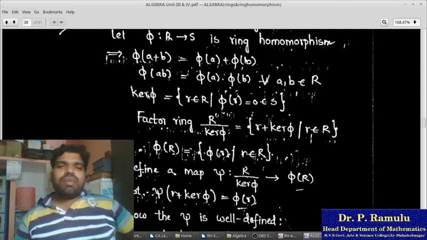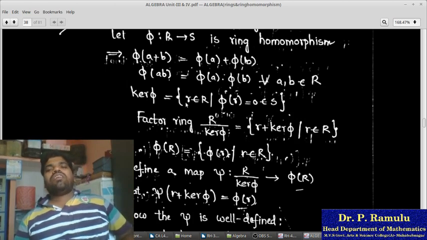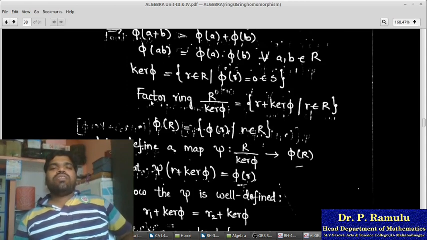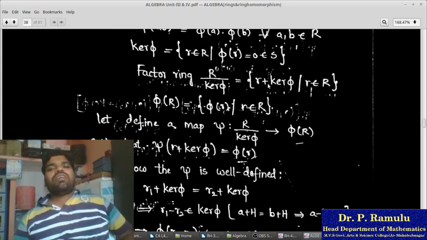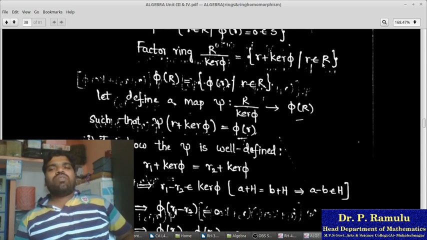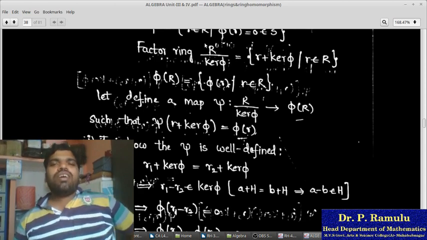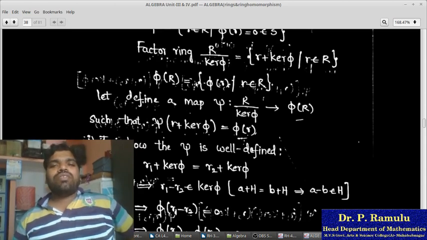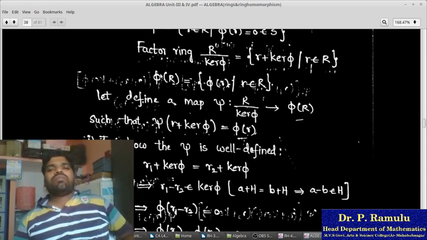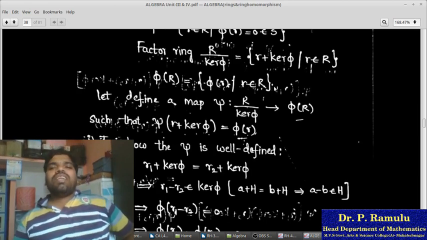What is the definition of the kernel of π? The kernel of π is the set of r belonging to R such that π(r) = 0, the identity element with respect to addition in S. This is the kernel. What is the factor ring? R/ker π is the set of r + ker π such that r belongs to R. This is the definition of the factor ring R/ker π. I am taking π(R) as the set of π(r) such that r belongs to R, that is, the images of R. So this is the given information.